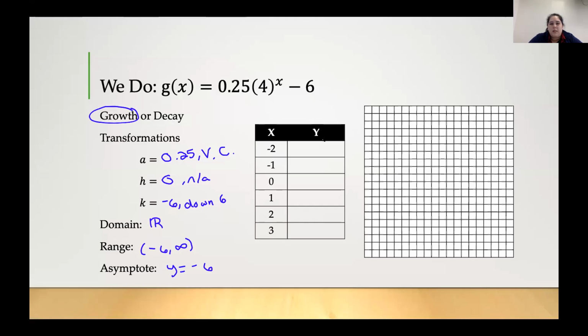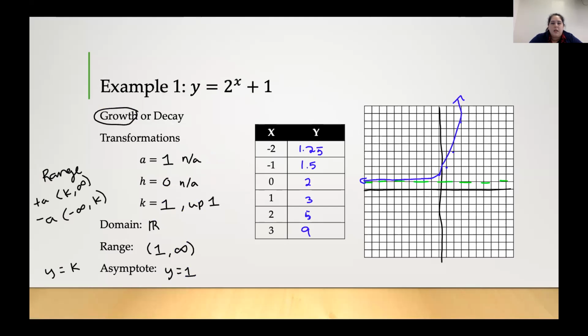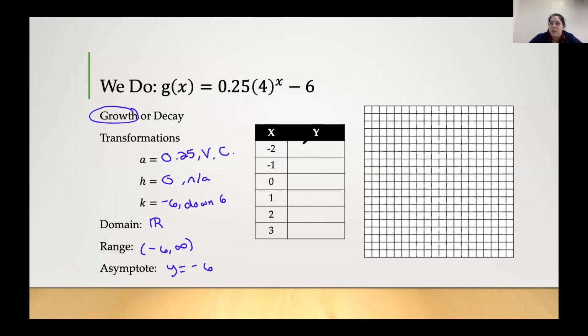So I'm just going to go to 2 decimal places here. And we're going to get -5.98, -5.94, -5.75, -5, -2, and 10.